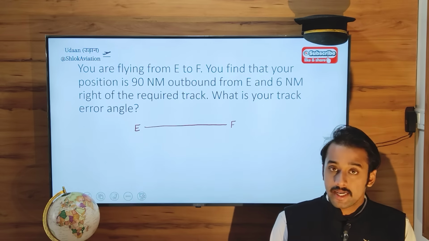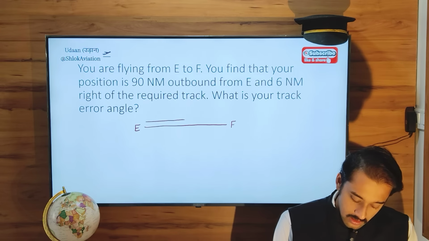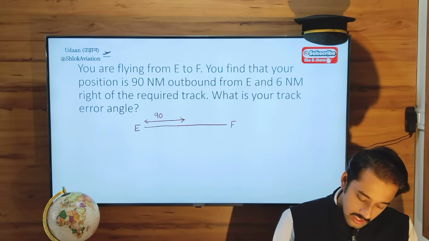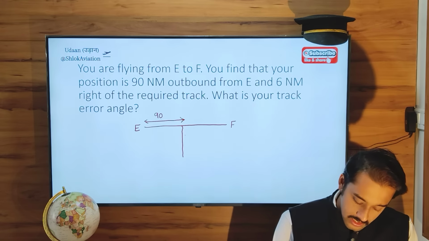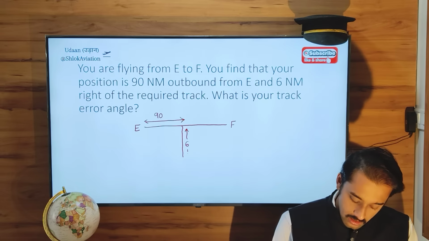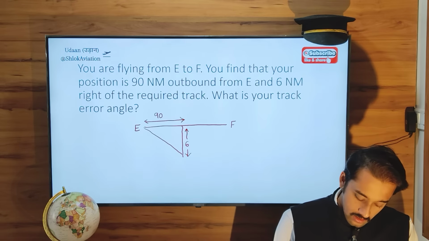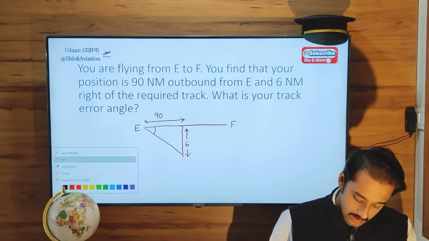You have traveled 90 miles from E. So this much is 90 nautical miles, and now you are 6 nautical miles to the right hand side, and now you are told to find the track error.